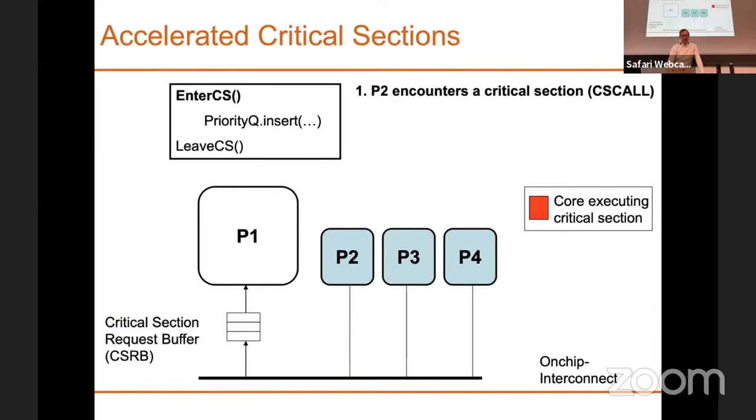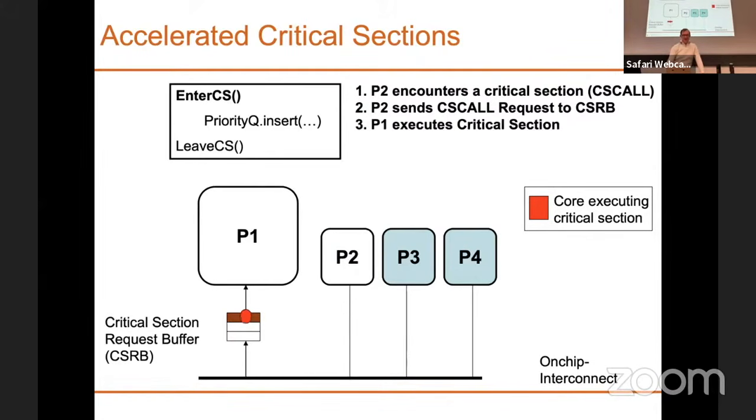So what we're going to do is processor 2 executes this enter CS. We're going to add an instruction called critical section call to the ISA, instruction set architecture. And processor 2 sends this critical section call request to the CSRB. Essentially, it's a message saying that I want my critical section to be executed on you, right? CSRB is a critical section request buffer.